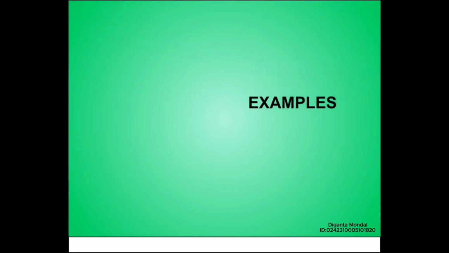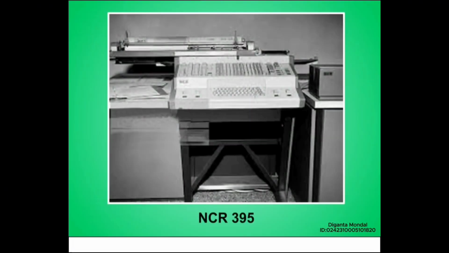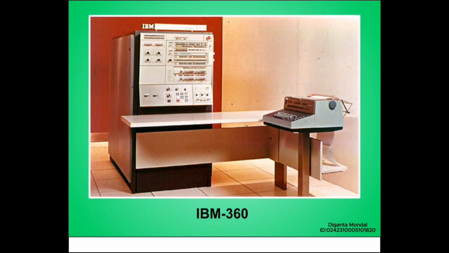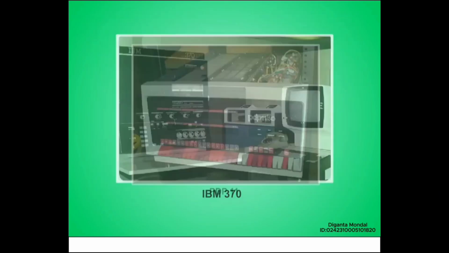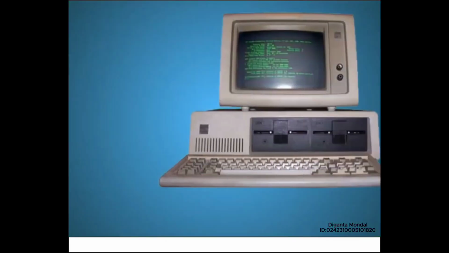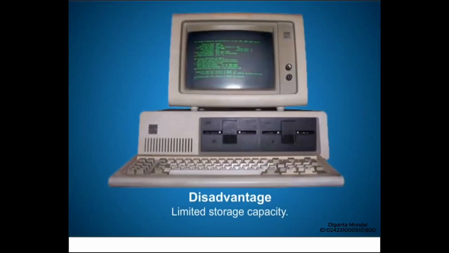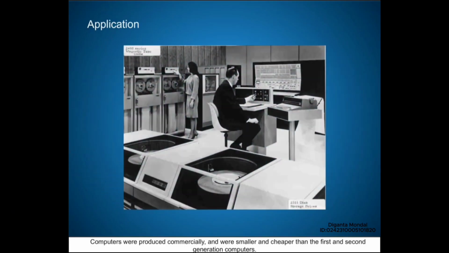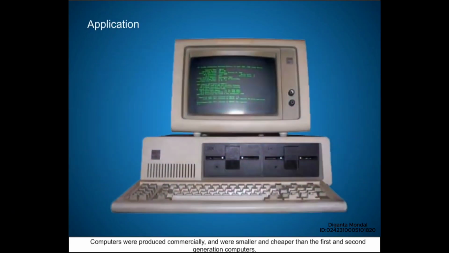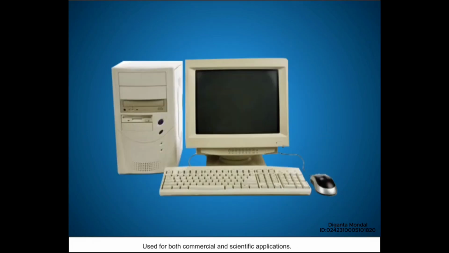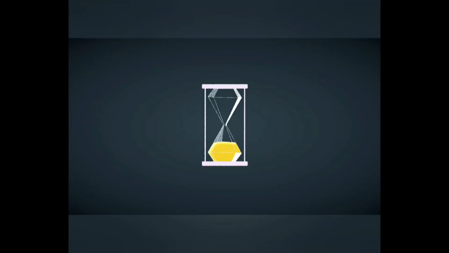Examples: NCR 395, IBM 360, IBM 370, PDP-11. Disadvantage: limited storage capacity. Applications: computers were produced commercially and were smaller and cheaper than the first and second generation computers, used for both commercial and scientific applications.